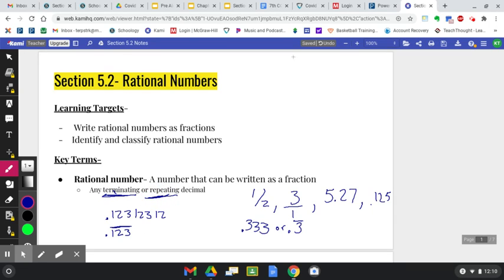A non-rational would be if you had something like 0.57321, right? Keeps going on. There's no repeating cycle or repeating period. That is not rational.